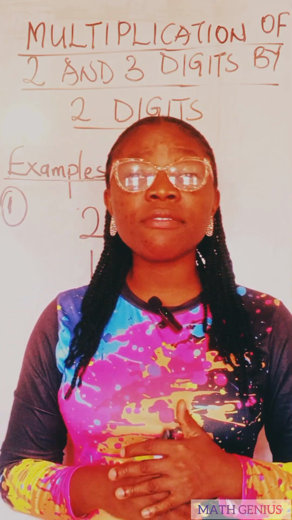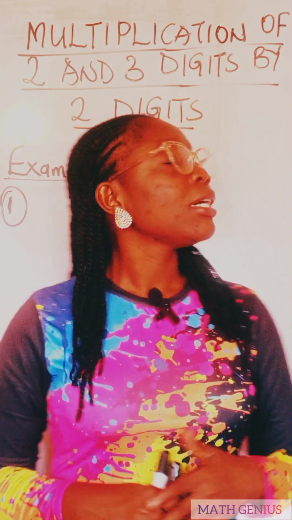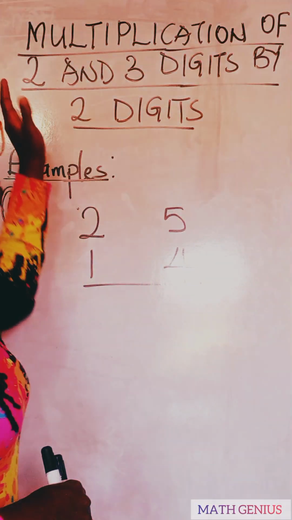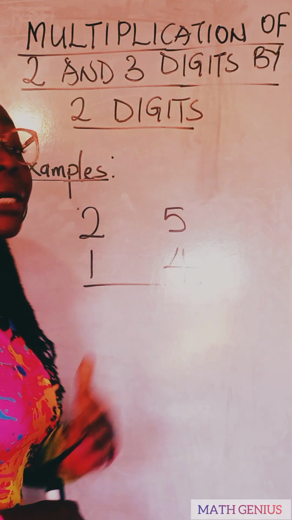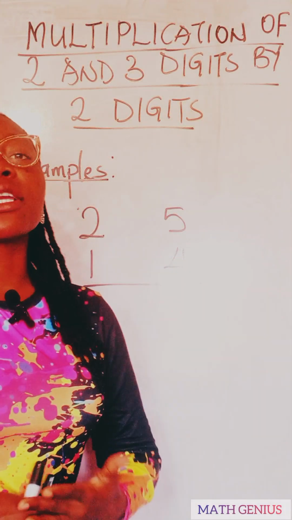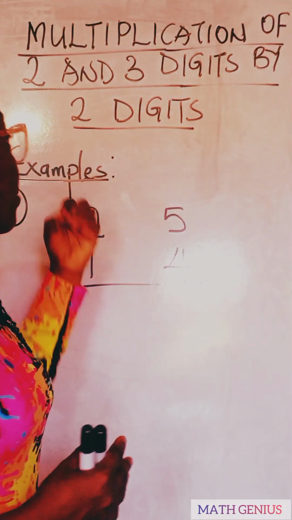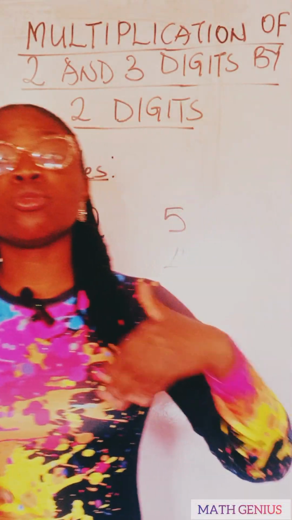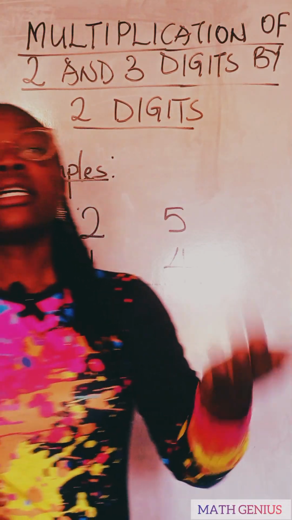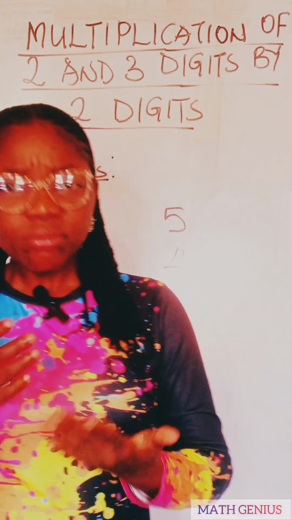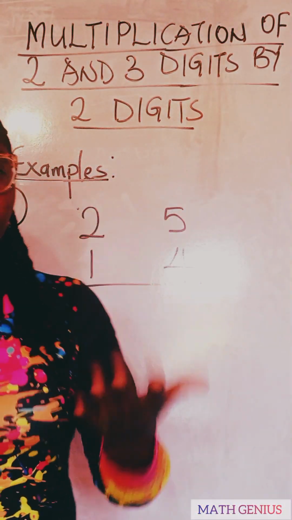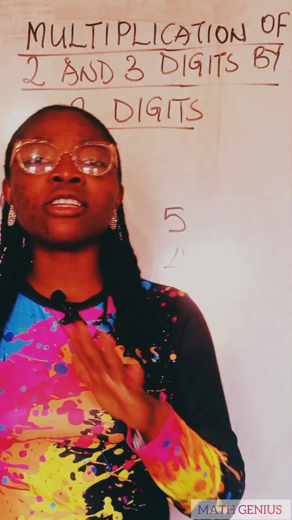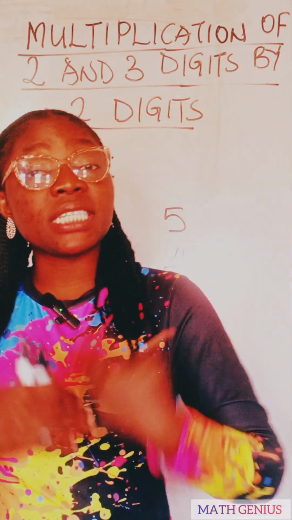This morning, I have a very quick one to deal with. The topic before us is multiplication of 2 and 3 digits by 2 digits. Of course, we know what it means to multiply now. To times a number is to count how many times the number is required to be multiplied, and then you have a solution. In other words, multiplication means repeated addition.